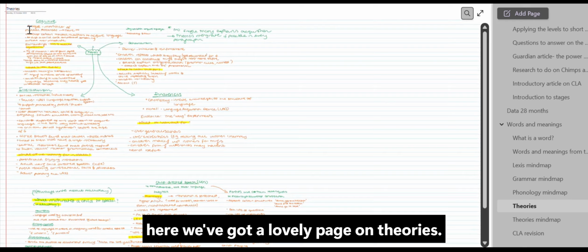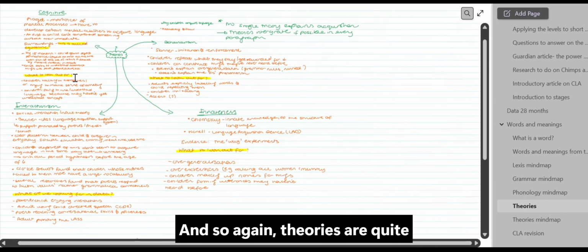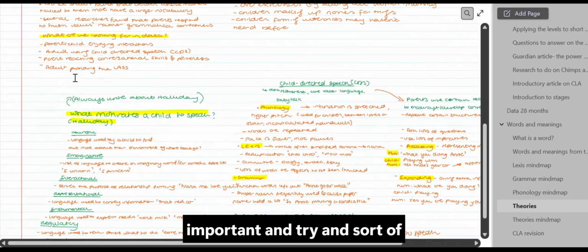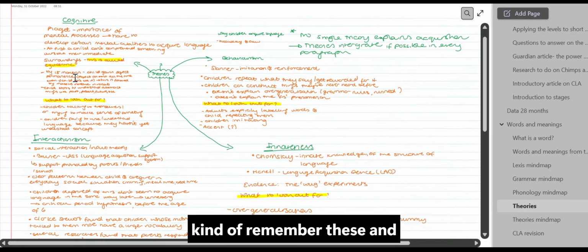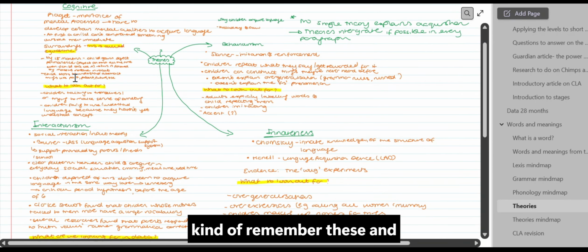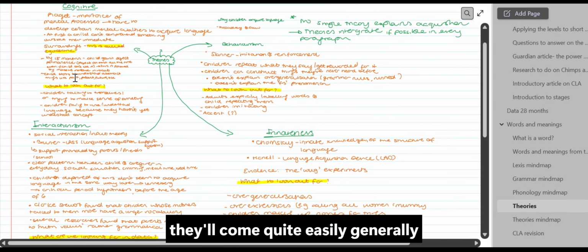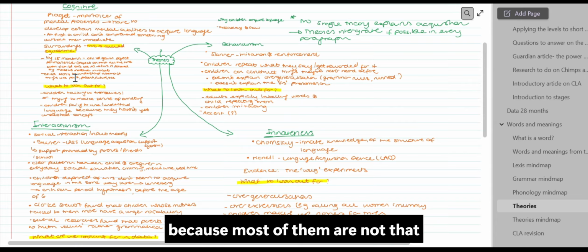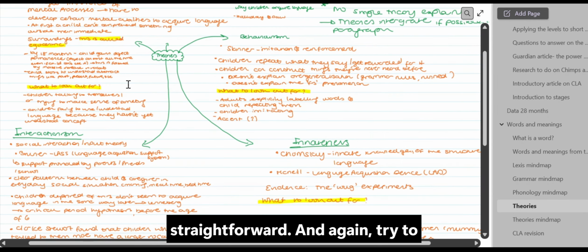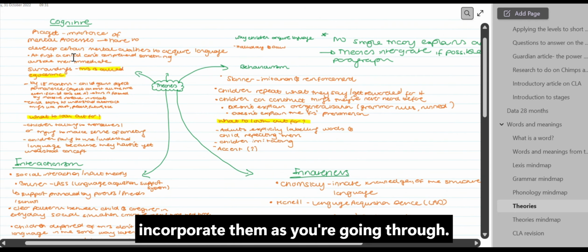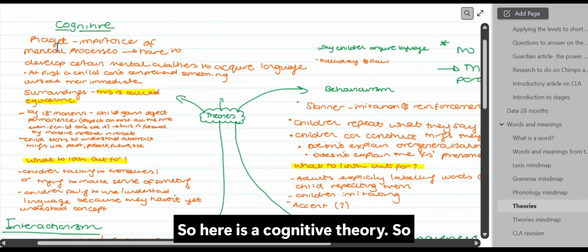And then here we've got a lovely page on theories. So again, theories are quite important, and try and remember these. They'll come quite easily generally because most of them are not that difficult. They are kind of straightforward. And again, try to incorporate them as you're going through. So here is a cognitive theory.